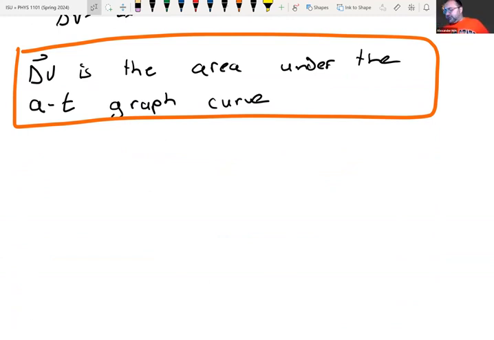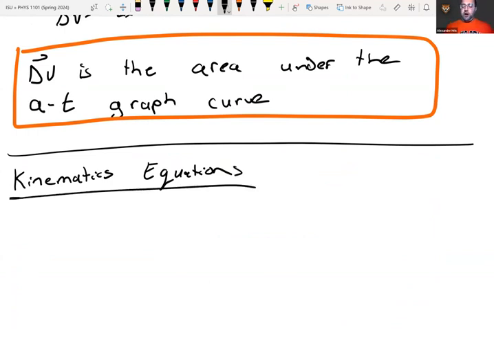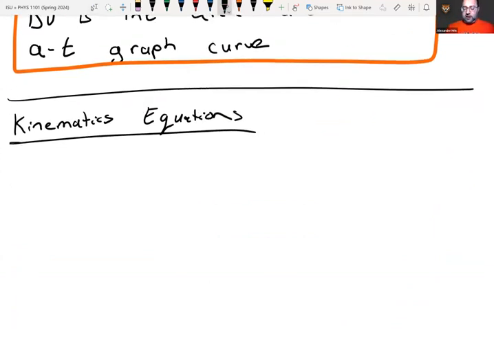All right. So the next thing I want to talk about is the kinematics equations. And these tend to be the bread and butter that get taught in kinematics. Now, important thing to know is that these assume constant acceleration. Okay. So that is really important.